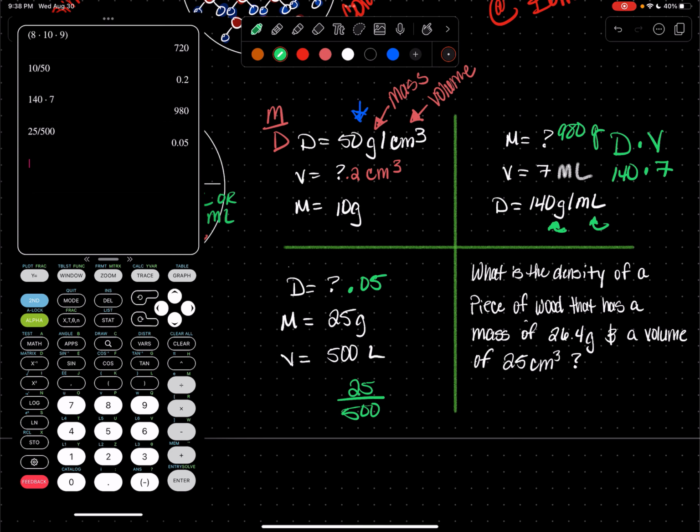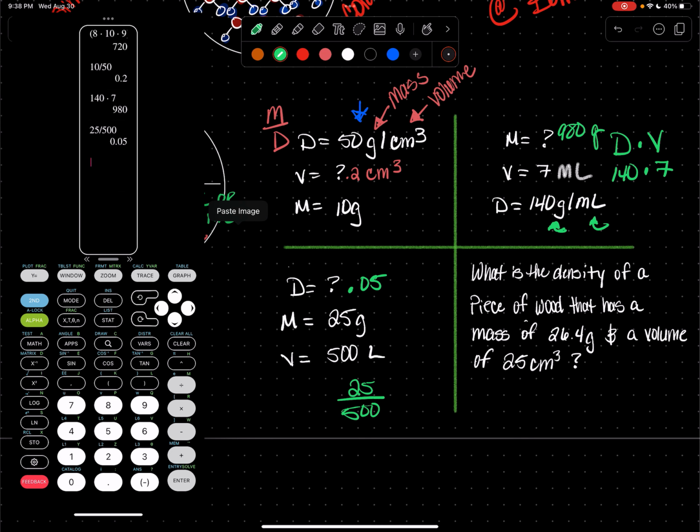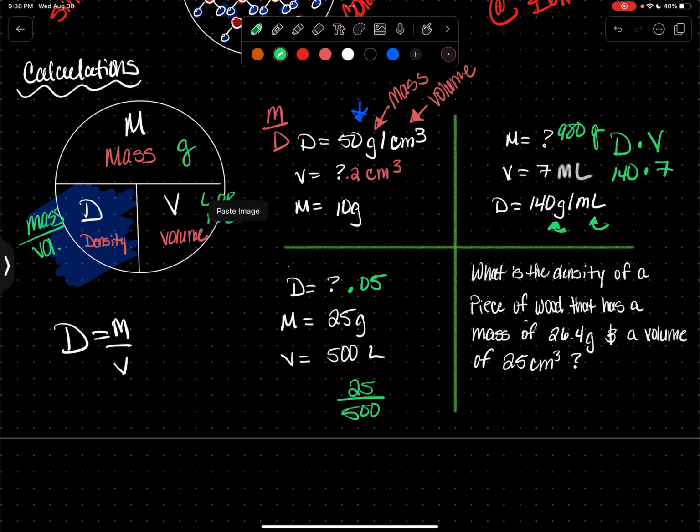0.05 what? I know density is a derived unit. A derived unit of what? A ratio between mass and volume. So I put them all on there. Grams per liter. Easy, breezy, beautiful.